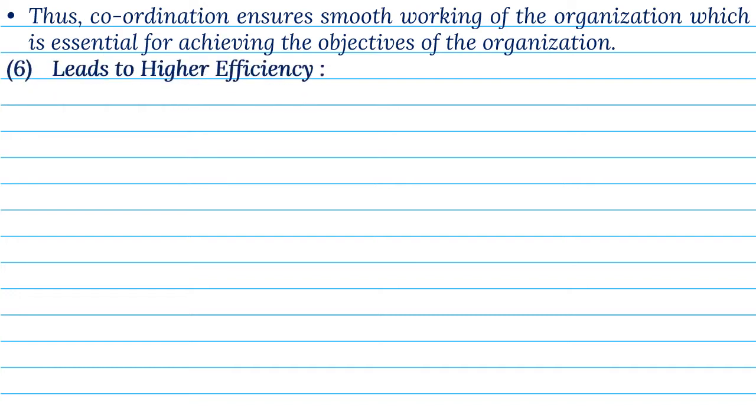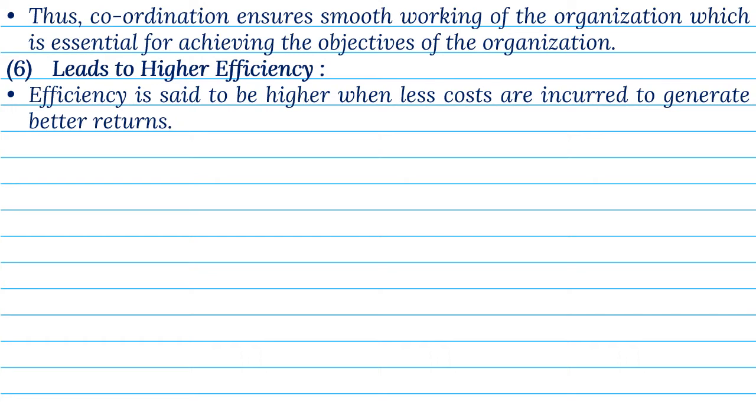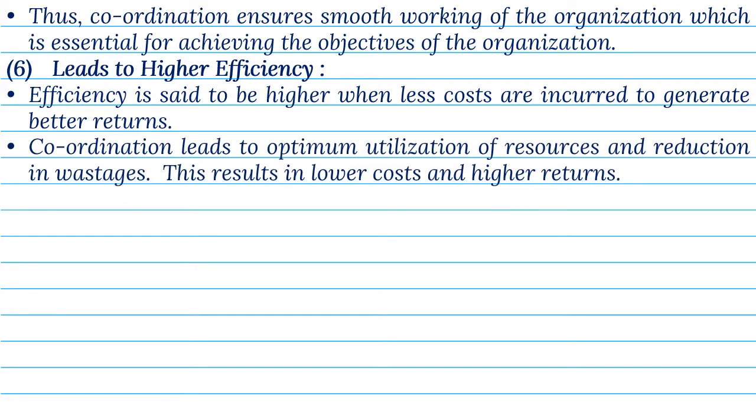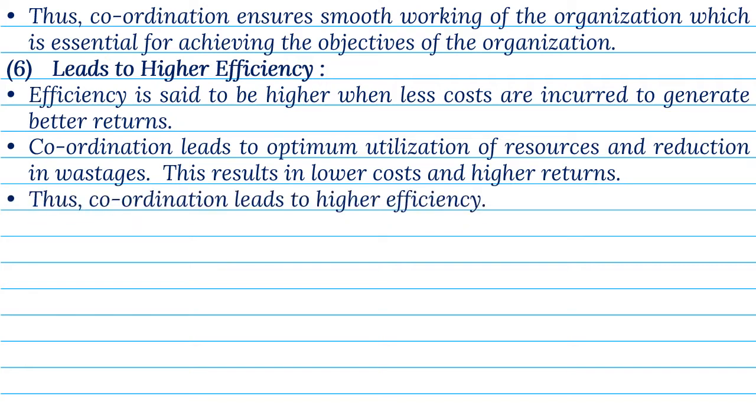6. Leads to higher efficiency. Efficiency is said to be higher when less costs are incurred to generate better returns. Coordination leads to optimum utilization of resources and reduction in wastages. This results in lower costs and higher returns. Thus, coordination leads to higher efficiency.